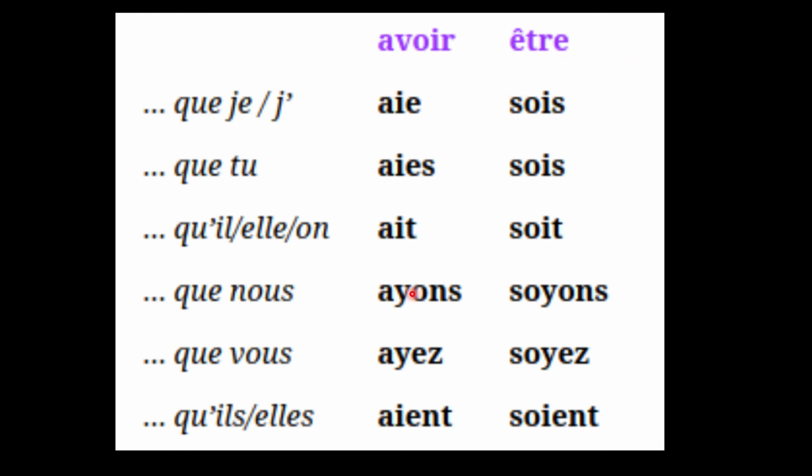Nous ayons, vous ayez, ils aient. Être becomes je sois, tu sois, il soit. Nous soyons, vous soyez, il soit. Okay, so in total there are 7 of the major irregular verbs in the subjunctive.